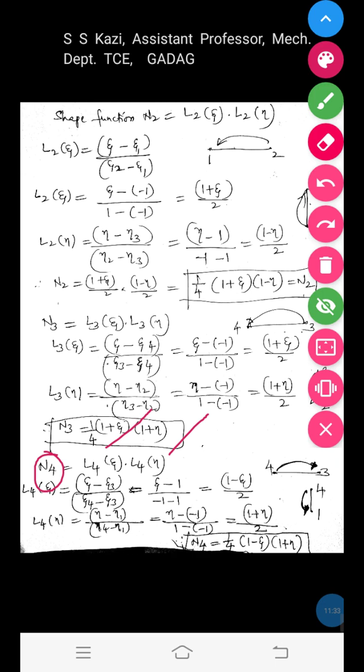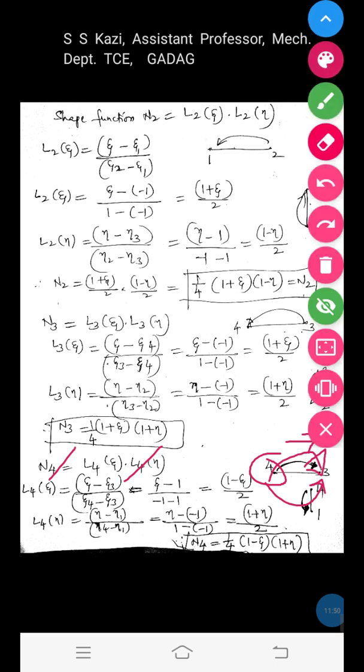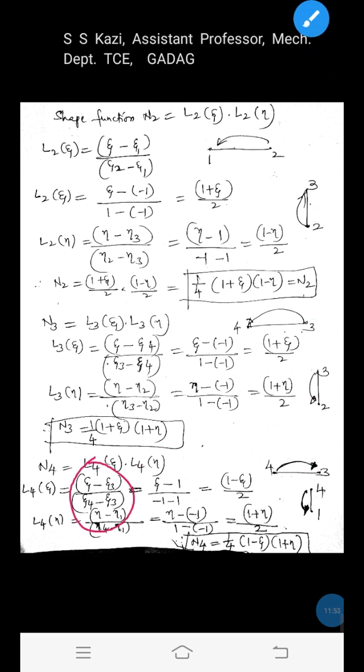Okay, now we will calculate L4 of zeta. For node 4 in zeta direction there is a node 3. Now we will write an expression for L4 of zeta: zeta minus zeta 3 divided by zeta 4 minus zeta 3. We will substitute the natural coordinate values of zeta at node 3 and 4, zeta 3 as plus 1 and zeta 4 as minus 1. Then by calculating this ratio we will get zeta minus 1 divided by minus 2, that can be written as 1 minus zeta divided by 2.